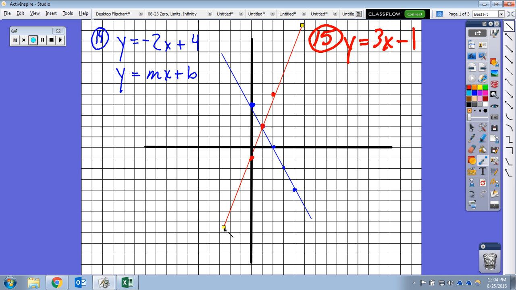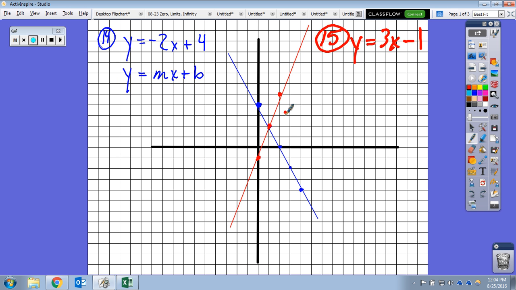Wouldn't it be the middle dot? The point of intersection? Yes, it would be. The point of intersection is the solution. So then what is this point? It's like 1, 2. That is the solution if this were a system.